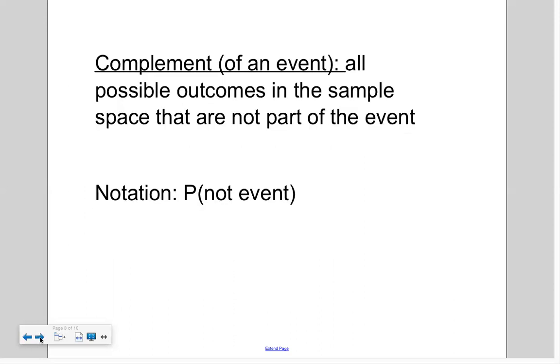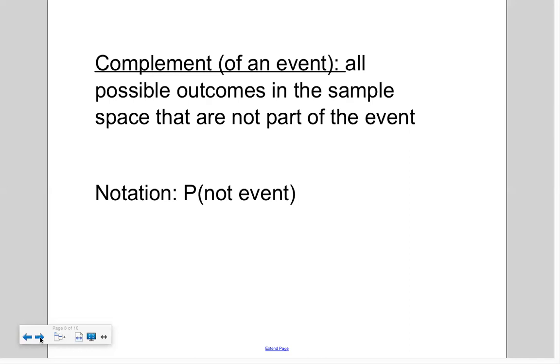A complement of an event: all the possible outcomes in the sample space that are not part of the event. For instance, I could say, what's the probability of not rolling a 2? It's 5 out of 6. So it's the complement; the favorable outcomes in that case would be all the ones that are not 2, so that'd be 5 of the 6 faces.